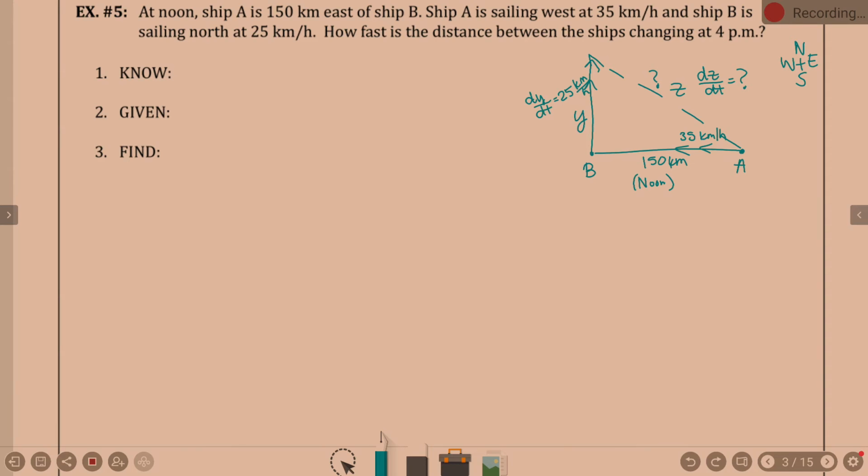Now, horizontal we want to label X, right? And it is X, other than we had a set distance of 150 to begin with, that they are 150 apart. And so if I recall correctly, instead of just calling this x, because we have that set distance, I'm going to call this side 150 minus x, because it's 150 to begin with, and as you get closer and closer, it's taking off that distance of x as ship A moves this way. Okay, so I'm going to use 150 minus x there.